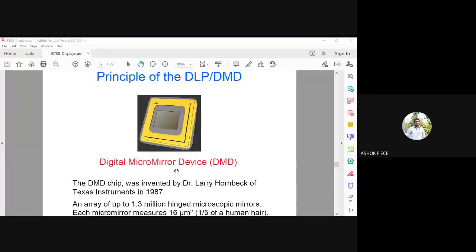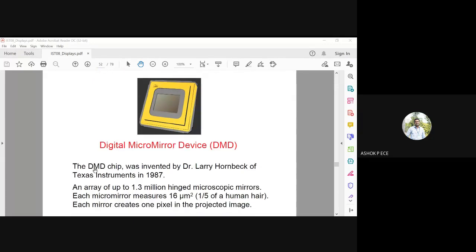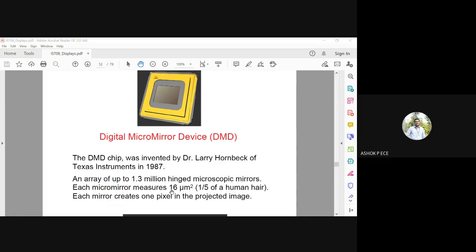Now, the digital micro mirror device. DMD stands for digital micro mirror device, and DLP is digital light processing. The DMD chip was invented by Larry Hornbeck of Texas Instruments in 1987. You are going to have an array of 1.3 million microscopic mirrors arranged in the form of a matrix, and each mirror occupies only 16 micrometers square, which is almost one fifth the thickness of a human hair. Each mirror creates one pixel in the projected image.